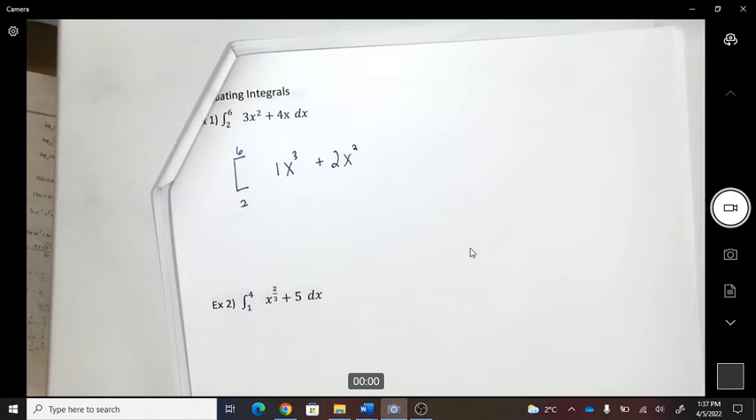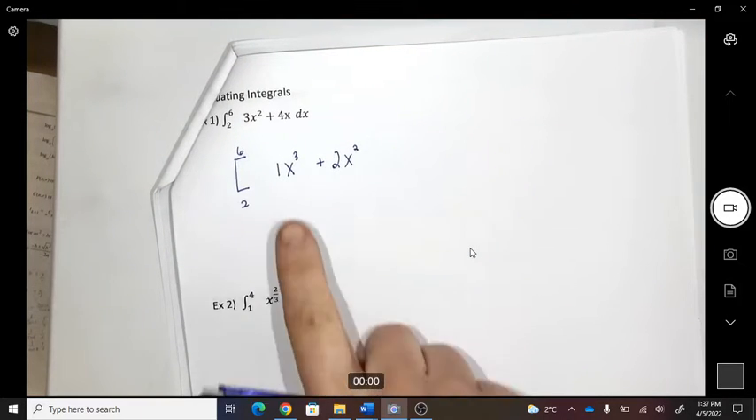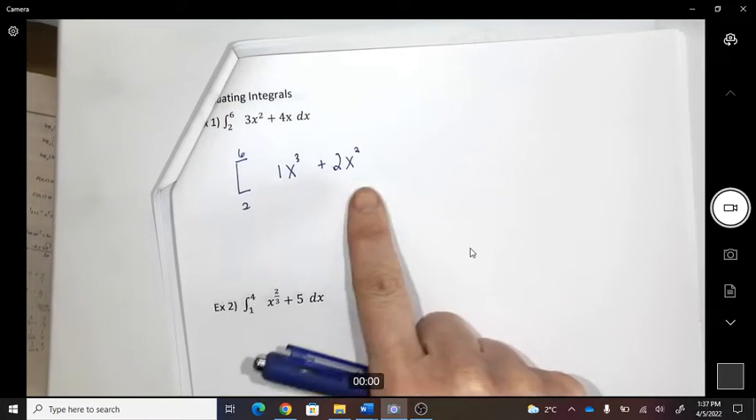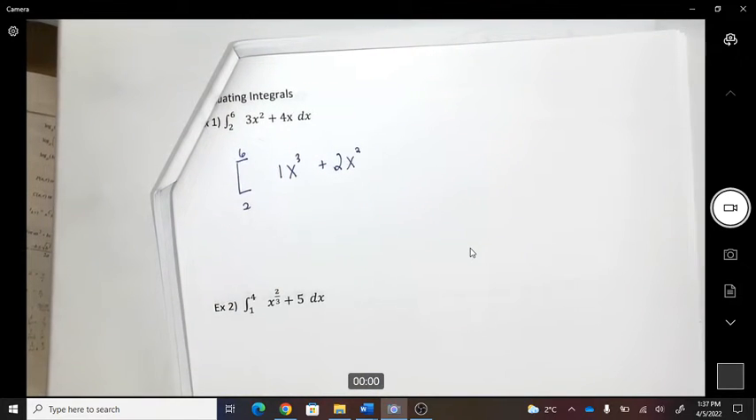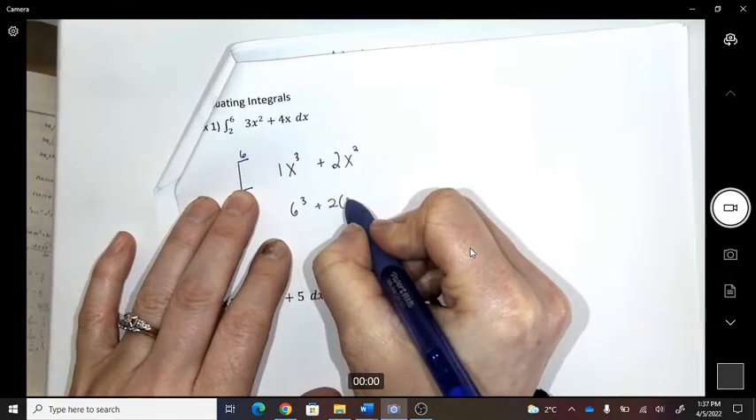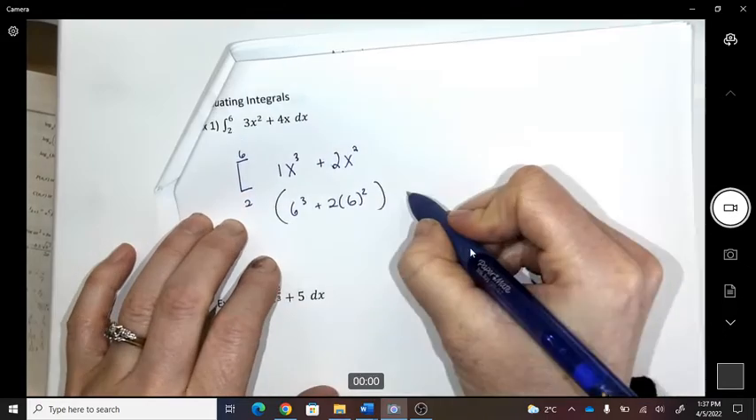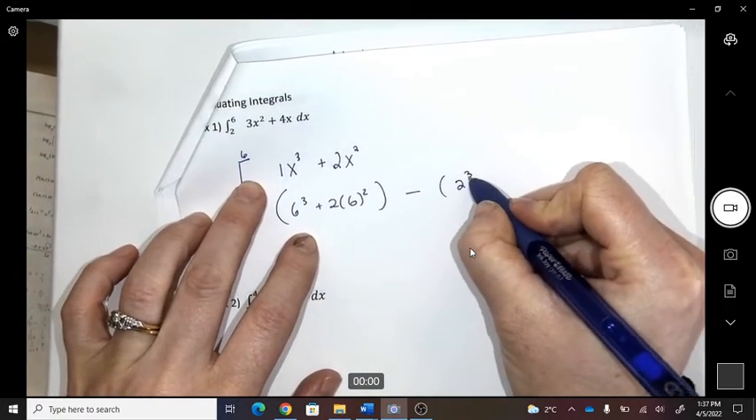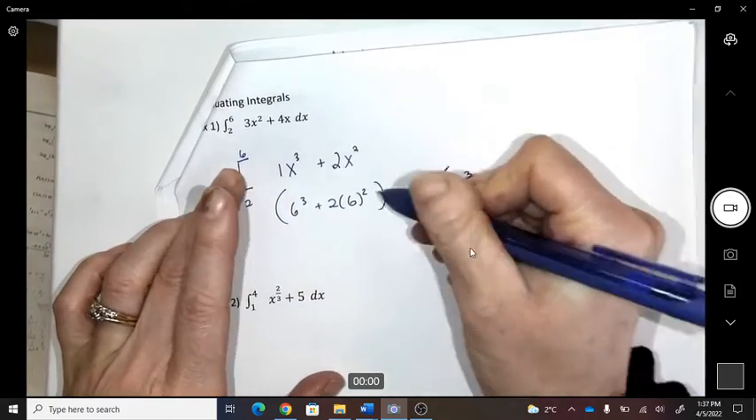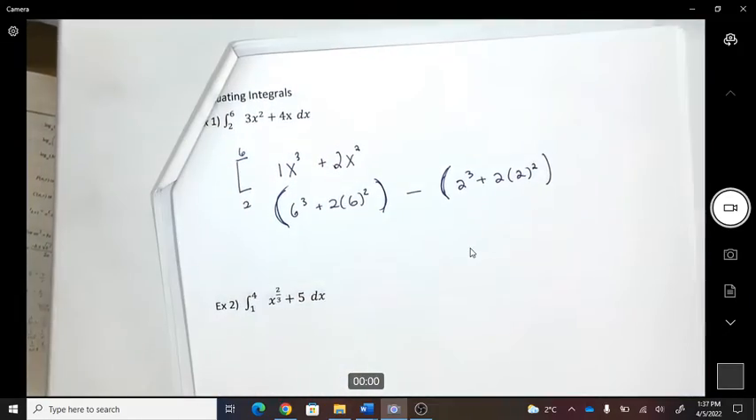You can always check with your derivatives. If you derive this equation, does it make you go back there? Okay, you're faster at that. Plug a 6 in. Plug a 2 in. So you're going to have to plug a 6 through it, plug a 2 through it, and it's subtract. You're always going to be subtracting.